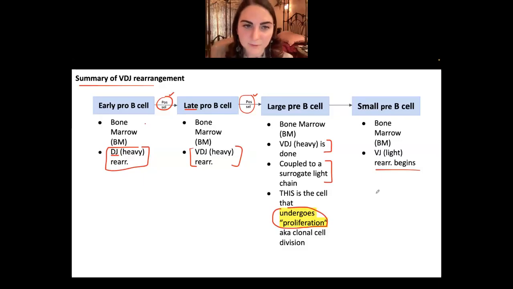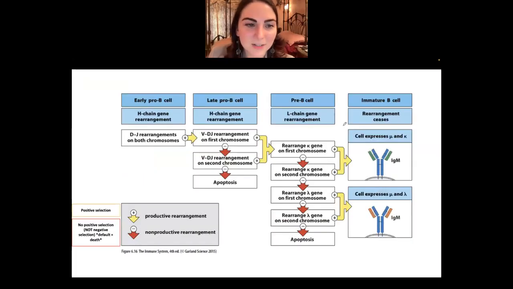Okay, so this is a simplified version of what we just talked about. And here, I wanted to introduce the positive selection aspect. I know this is a weird looking chart, but early pro-B cell, we're getting the heavy chain rearrangement, and first it's DJ, right? If DJ does this correctly, we're positively selecting to go to the next step. Then we have our late pro-B cell. Now we have VDJ rearrangement. And if this works, we're positively selecting to go to the next step.